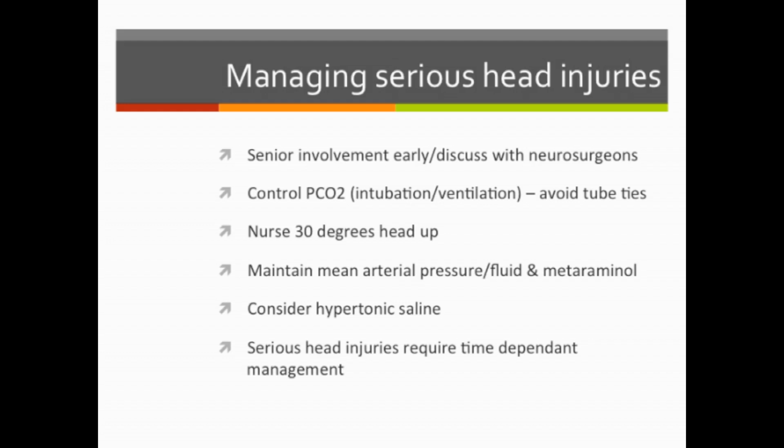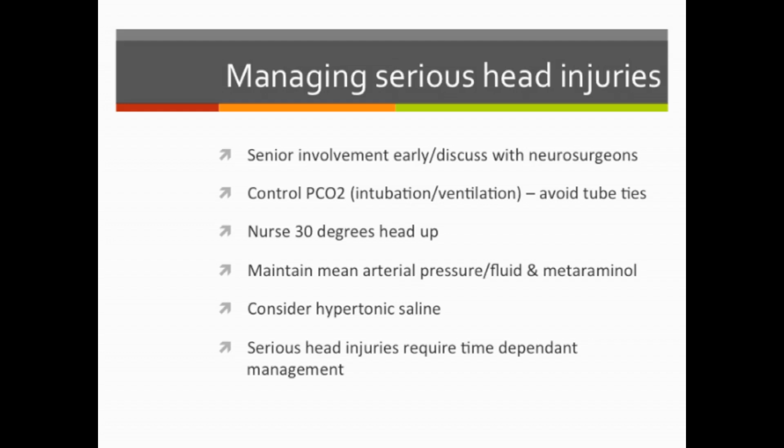Nursing the patient 30 degrees head up is thought to give the optimal balance between perfusing the brain and maintaining the mean arterial pressure, but also reducing the intracranial pressure slightly. And it's thought that this 30-degree angle is the most beneficial in terms of the ratio between mean arterial pressure and ICP. So optimizing that critical cerebral perfusion pressure.